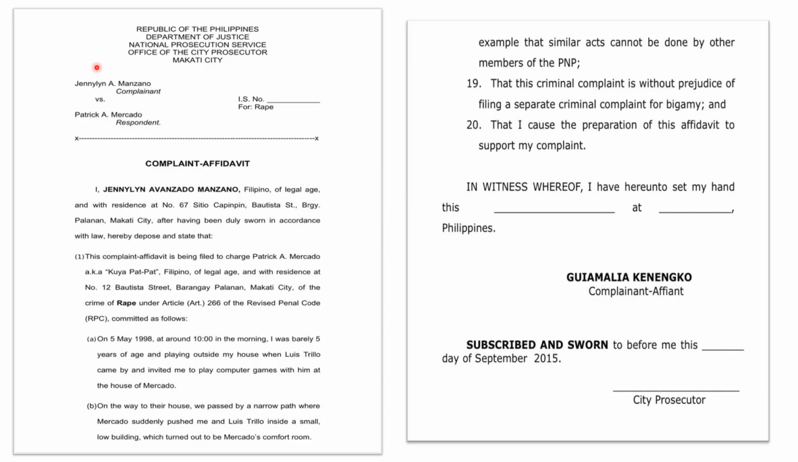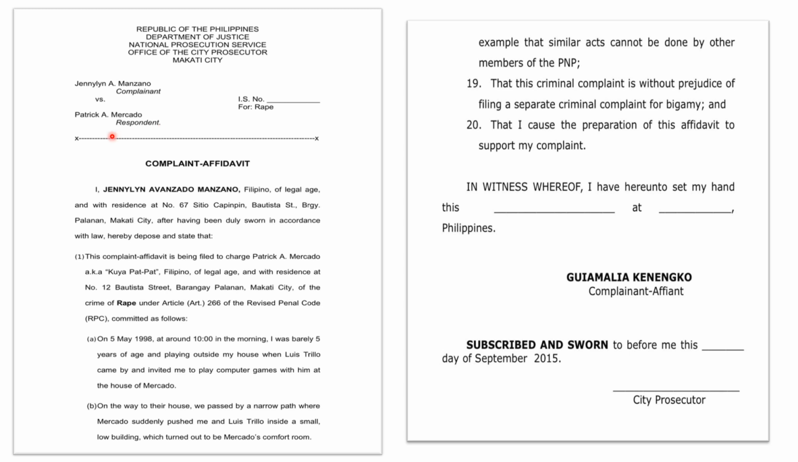So we have here a sample of your complaint affidavit. Take note of the caption, Republic of the Philippines, Department of Justice, National Prosecution Service, Office of the City Prosecutor. So if you're going to file that in Makati City, then you have to put the city where you are going to file it. And then you have your complainant, who is the offended party, and the respondent, kung sino yung nagnakaw, nag-rape, or sino yung pumatay.